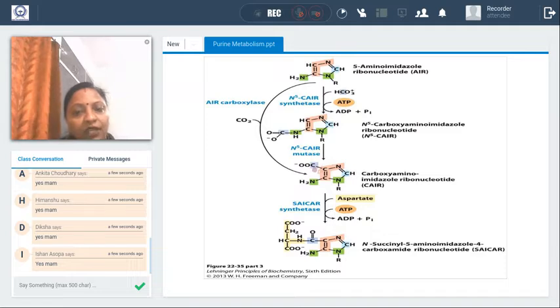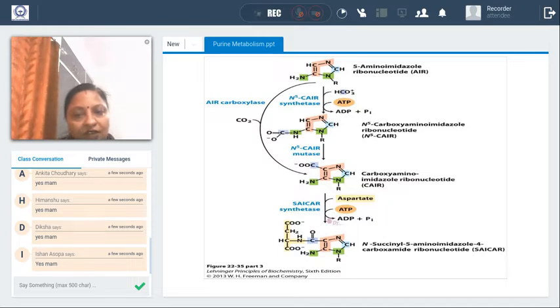N5-CAIR. Then in the presence of mutase or isomerase, we can see the change in position and we get carboxyaminoimidazole ribonucleotide, that is CAIR, carboxy-amino-imidazole ribonucleotide, CAIR.